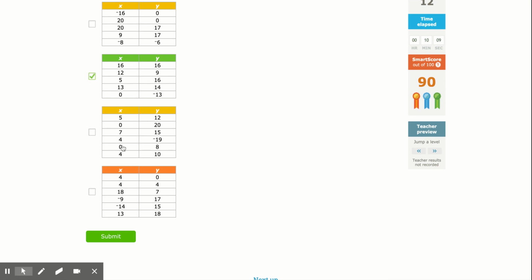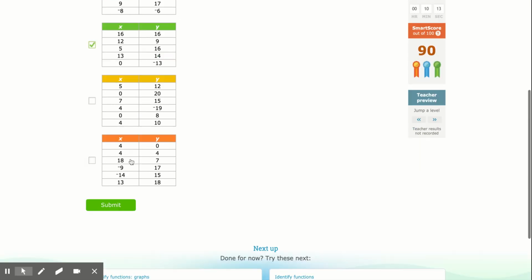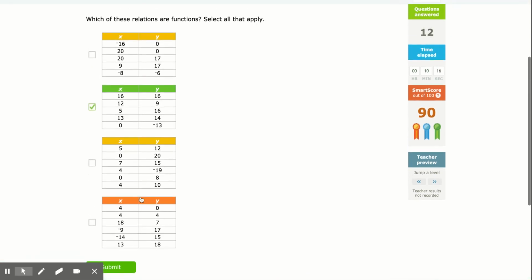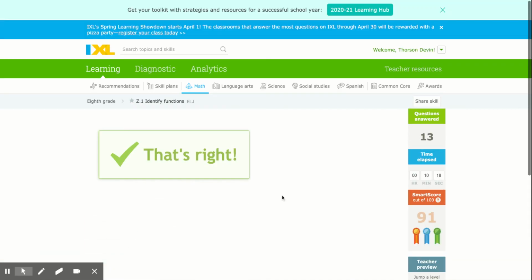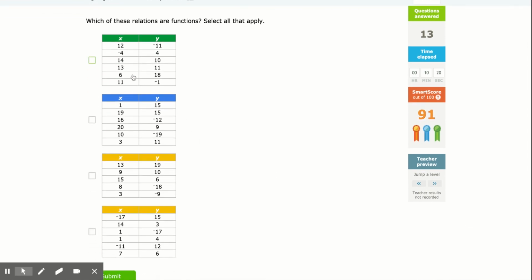5, 0, 7, 4, 0. Oh, I see 0 is duplicated and 4 is duplicated. That's not a function. 4 is duplicated. That's not a function. So that happens to only be one. But it is possible for there to be more than one.